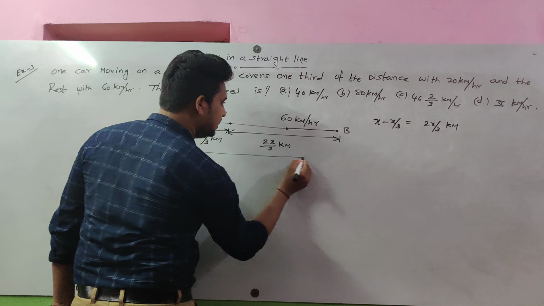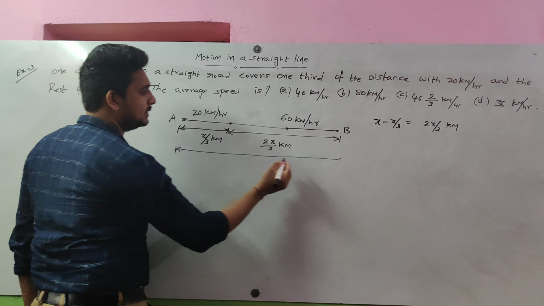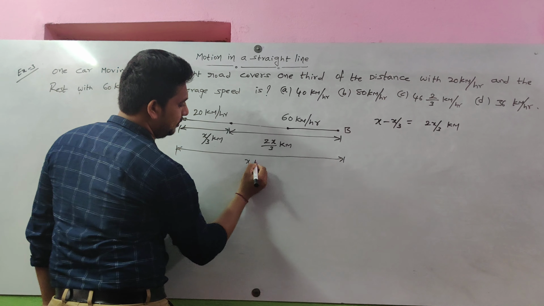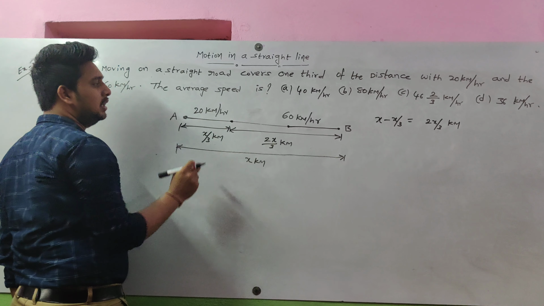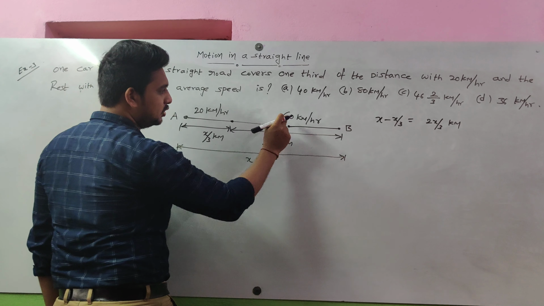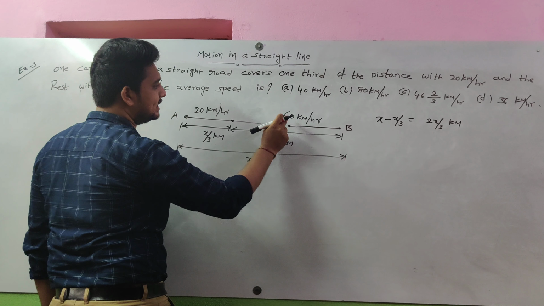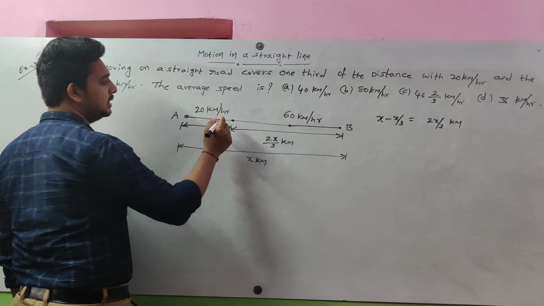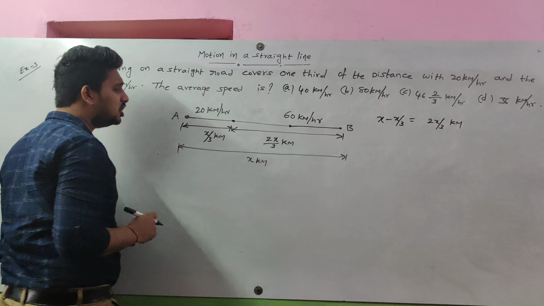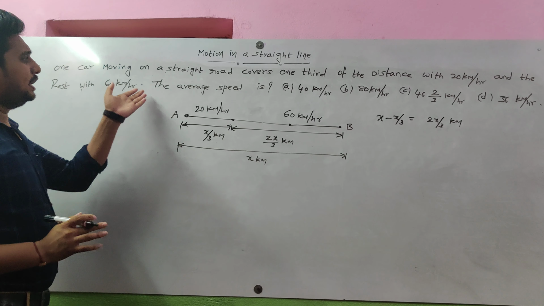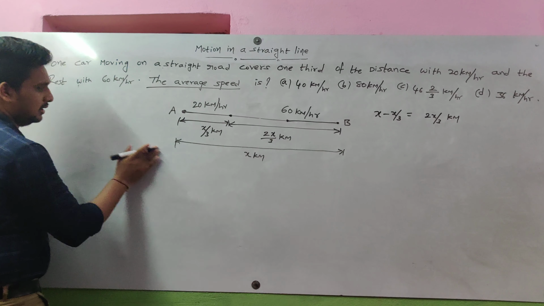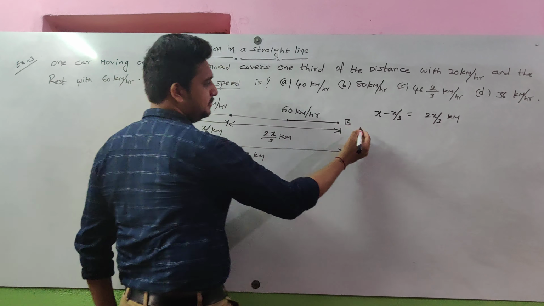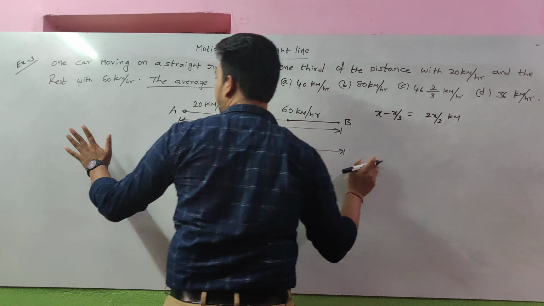The total distance is x kilometers. x by 3 kilometers is covered at 20 kilometers per hour, and this 2x by 3 kilometers is covered at 60 kilometers per hour, right? So now, what do we need to find? We need to find the average speed. So what is the formula for average speed? Let me write the formula here.